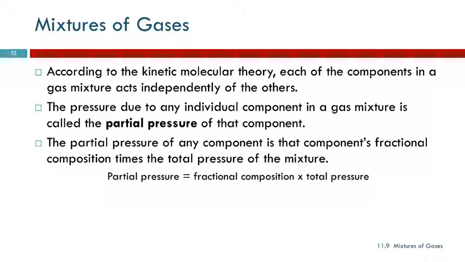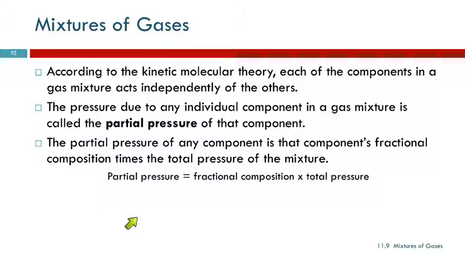The pressure, then, from any component of the gas mixture is called a partial pressure. So if you've got two gases, gas A and gas B, gas A is bouncing off the walls, creating a pressure. Gas B is also bouncing off the walls, creating a pressure. So the total pressure of that mixture is the sum of the individual pressures. Those individual pressures are called partial pressures because they're part of the overall pressure.